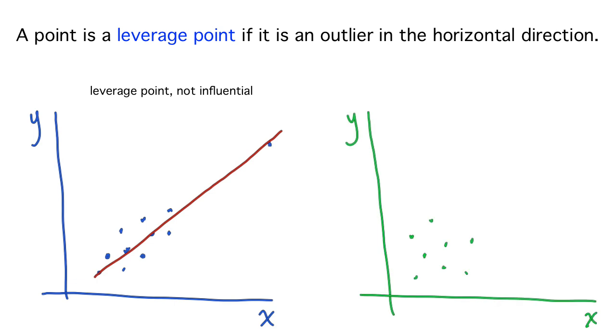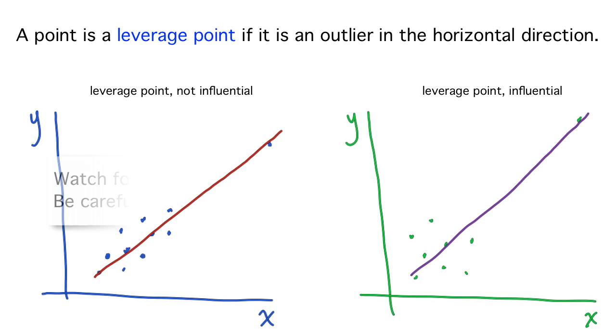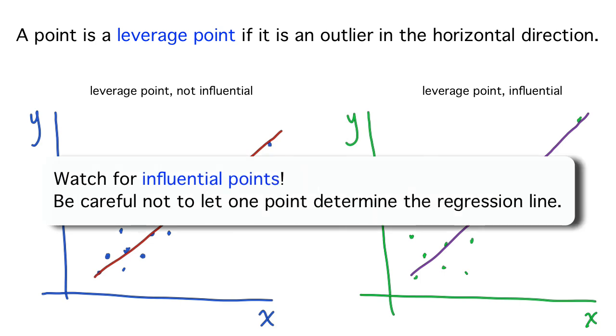In this sketch, there does not appear to be a relationship between x and y, but if we have one more point up in the top right, we get a regression line that shows a relationship. So this leverage point is influential. In this situation, we wouldn't want to conclude that there is a linear relationship between the variables when it is only due to one single point.